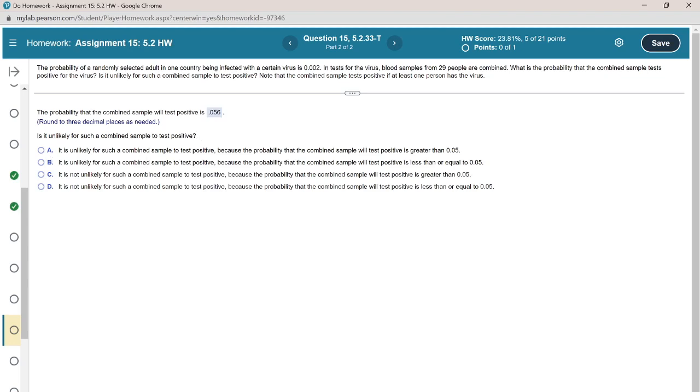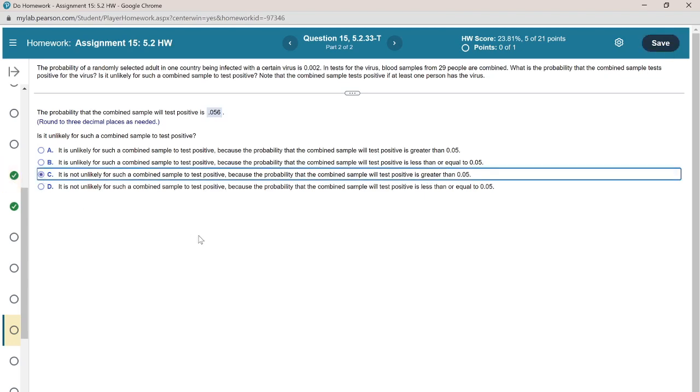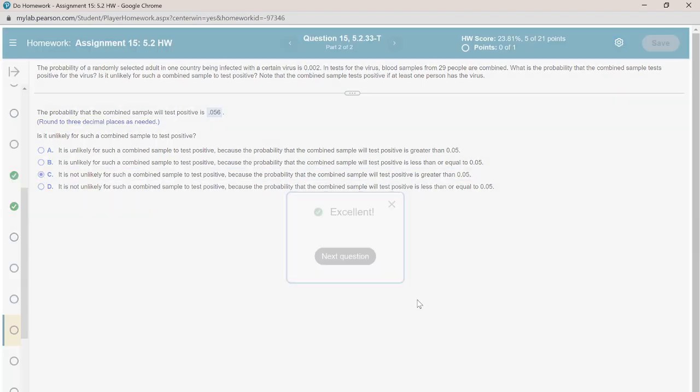So remember, anything less than or equal to 0.05 is unlikely. Is it unlikely for such a combined sample test to be positive? No, it's not, because it's greater than 0.05. So the answer is, it is not unlikely for such a combined sample to test positive, because the probability that the combined sample will test positive is greater than 0.05. If it's greater than 0.05, that is not unlikely.